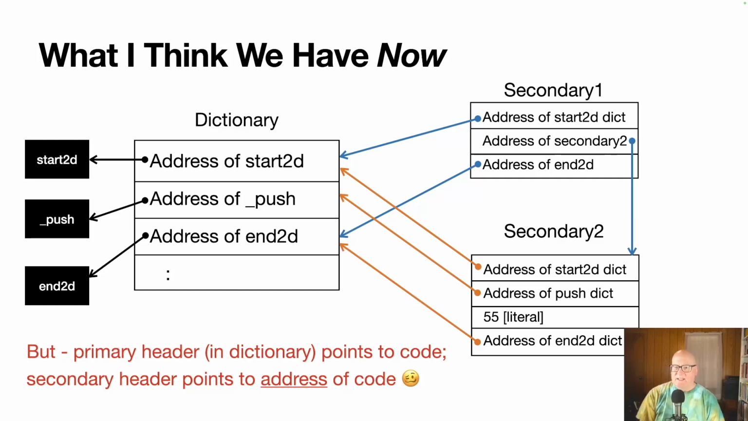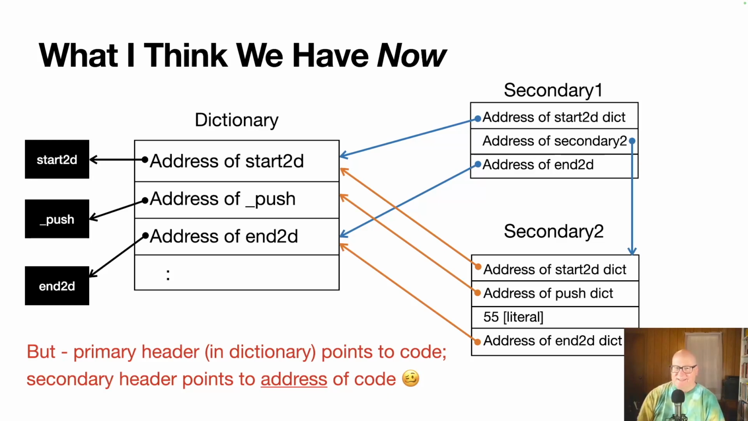All right. And now the address of secondary 2, that one I think is the way it should be. And the address of end2d is right. It's pointing to a block of code starting at the word address, which is an address of code. Okay.